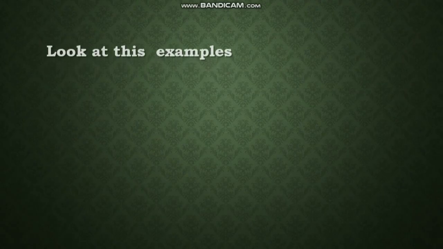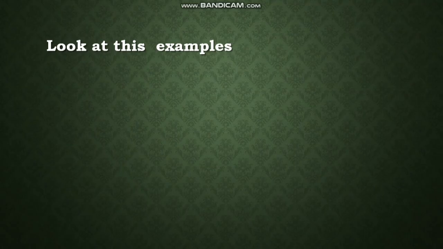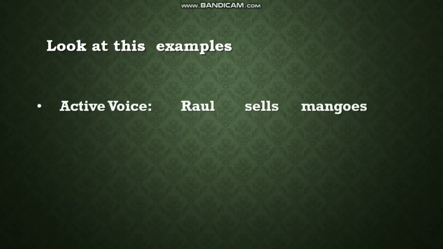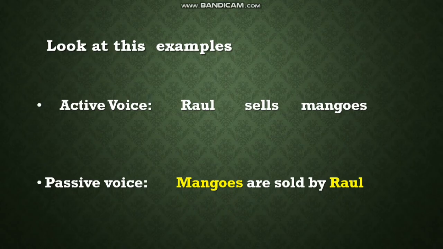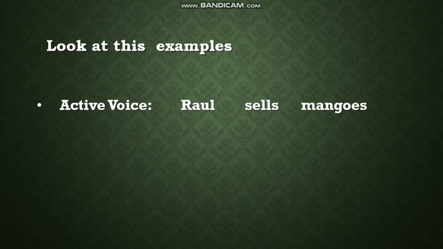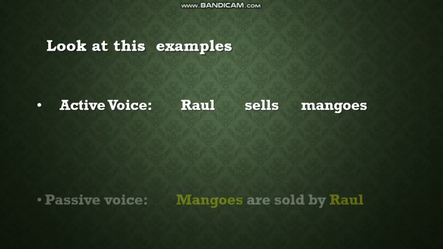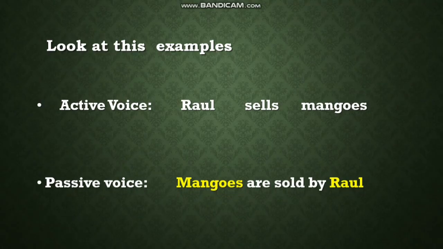So to understand this, let us use these examples, which will give you more explanations about this X rule. Here we have an example of an active voice sentence, which is Raul sells mangoes. In this sentence, Raul is the subject, sells is the verb, and mangoes is the object. When we go to the passive voice, we will say mangoes are sold by Raul.